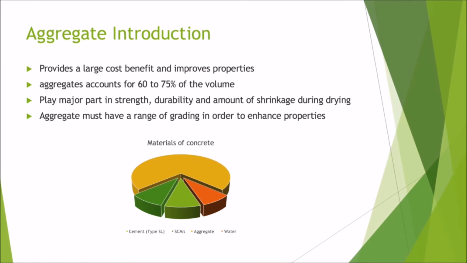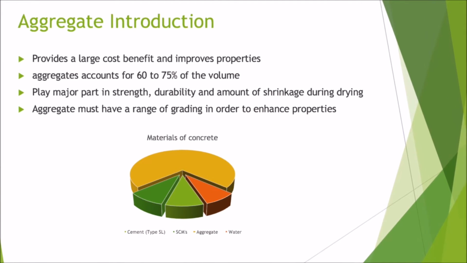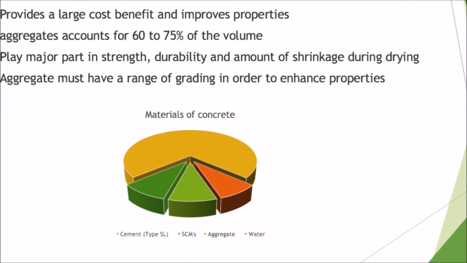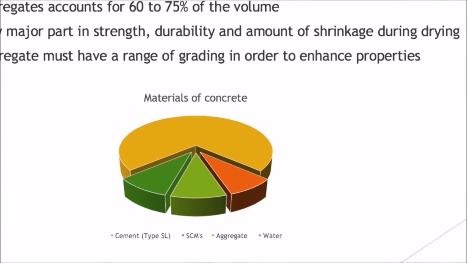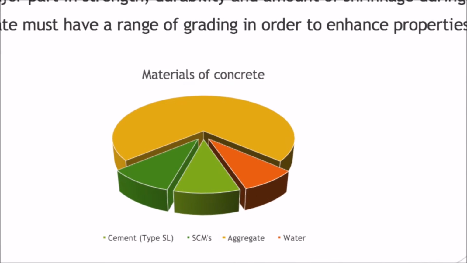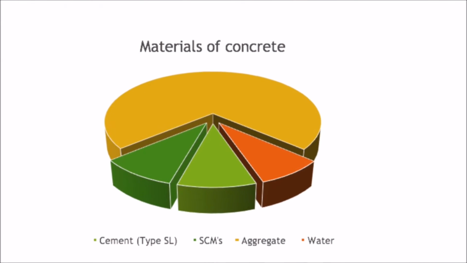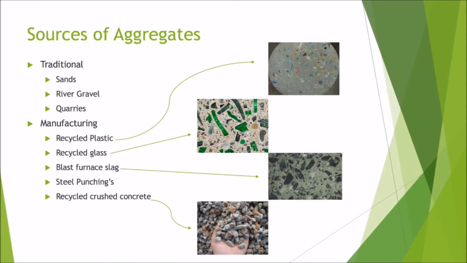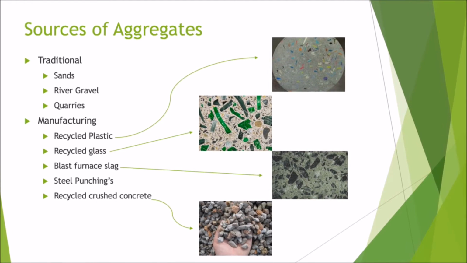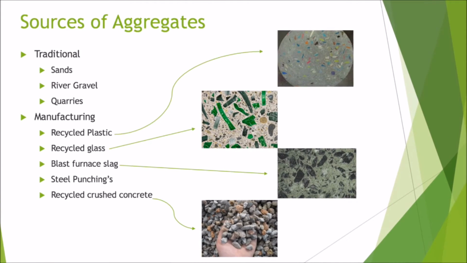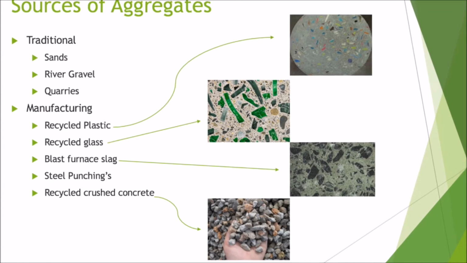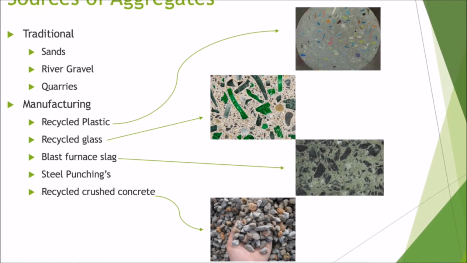Aggregate provides a large cost benefit and improves properties. Aggregate accounts for 60 to 75% of the volume within concrete. It plays a major part in the strength, durability, and amount of shrinkage during drying. Aggregate must have a range of gradings in order to enhance these properties. Traditional aggregates include sand, river gravel, and quarries, while manufactured aggregates include recycled plastic, recycled glass, blast furnace slag, steel punching, recycled crushed concrete. Pictures can be shown of these examples.